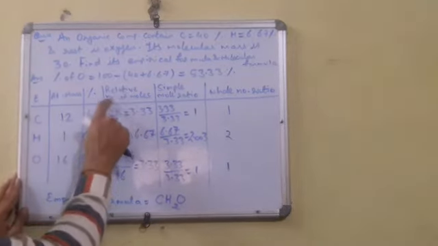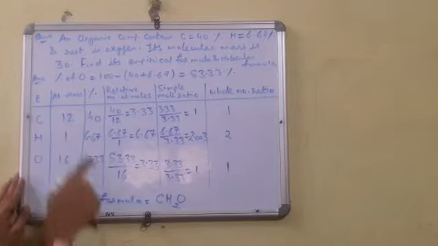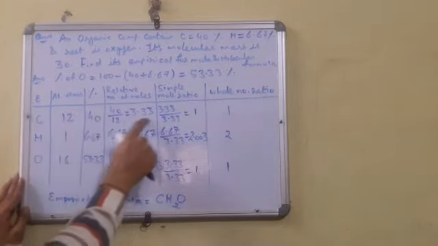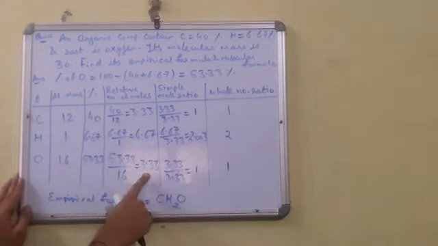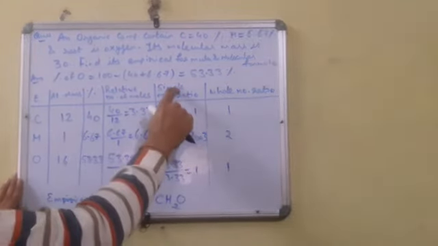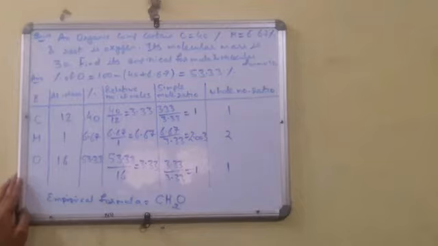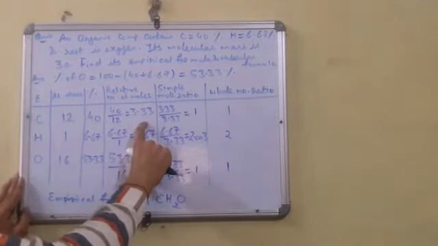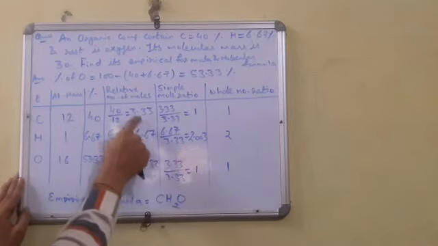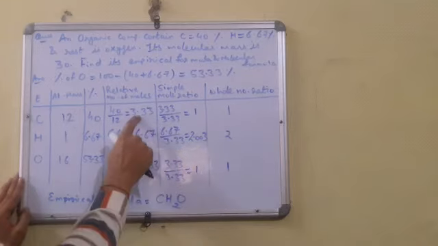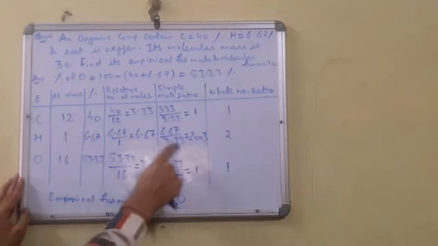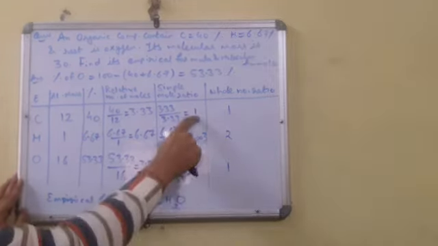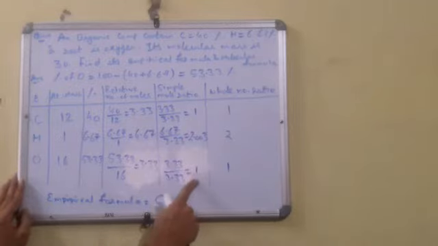Now, first of all, we find the relative number of moles. How can we find it? We divide the percentage by its atomic mass in all the cases. When we divide, we get 3.33, here 6.67, here 3.33. Now we find the simple mole ratio. Simple mole ratio कैसे निकालेंगे? ये जो अभी relative number of moles आए, इसमें जो सबसे कम है उससे सबको डिवाइड कर देंगे. That is 3.33, the smallest. So 3.33 divided by 3.33, 6.67 divided by 3.33 and 3.33 divided by 3.33. Here we get 1, here we get 2.003, here we get 1.